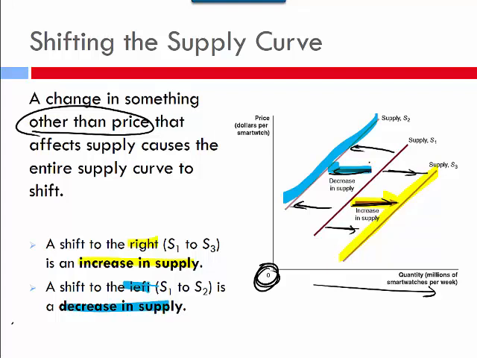So for both supply and demand, a shift to the right is an increase, a shift to the left is a decrease, which is why you want to make sure it's not going up, it's going to the left. Okay, so that's the important part that you want to look at there so you don't get confused.